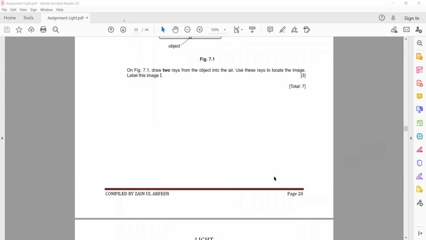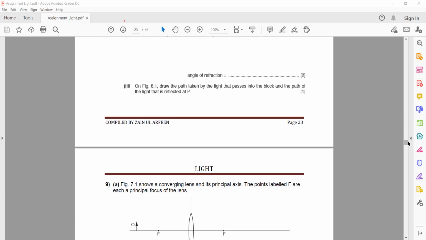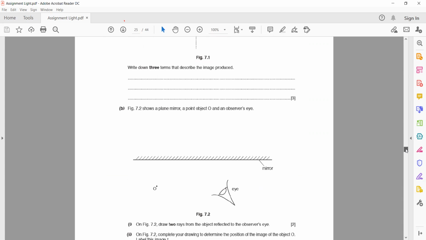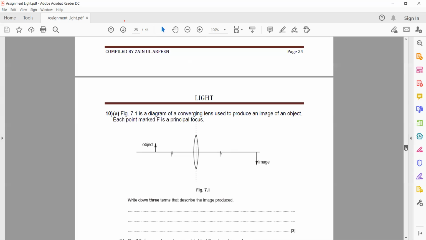So these are a few questions related to the topic of light. Now we'll do some questions related to the lens topic. In the next session I will complete the lens topic with you. Lens and mirrors.